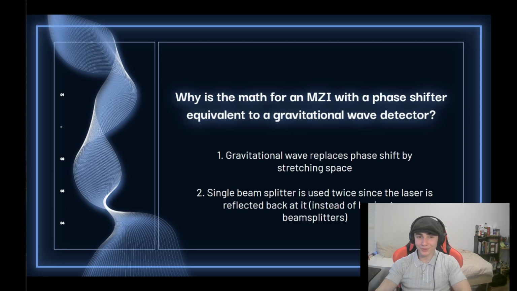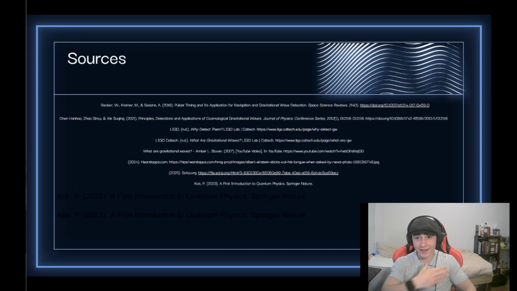Well, because in both systems you're measuring a phase shift caused by a change in path length. In the case of a Mach-Zehnder interferometer, it's a physical shift induced by a phase shifter which is physically placed into the interferometer. However, in the case of a gravitational wave detector, that change in path length is the physical distortion of space itself as a result of the gravitational wave passing through our system.